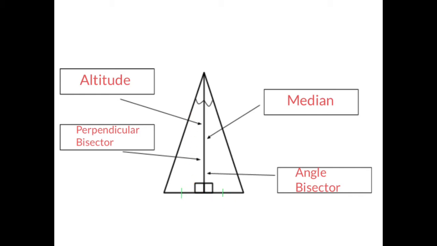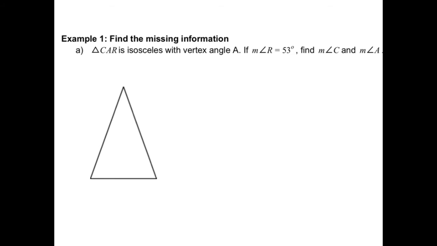So the altitude, median, perpendicular bisector, and angle bisector are all the same line when you are looking at an isosceles triangle. And again, this is from the fact that this top angle here is the vertex angle, and these are the congruent legs. These I marked congruent simply because of the median, of creating that midpoint there and splitting that bottom side in half. So now let's use this information to find missing pieces.